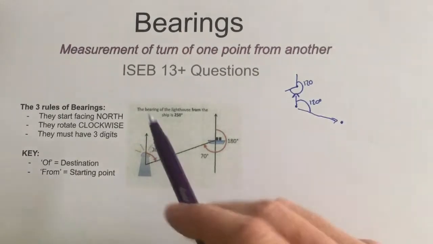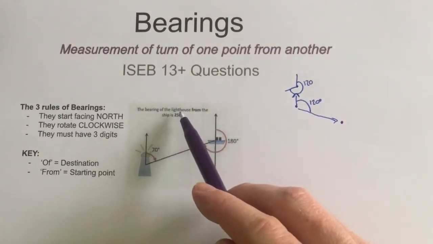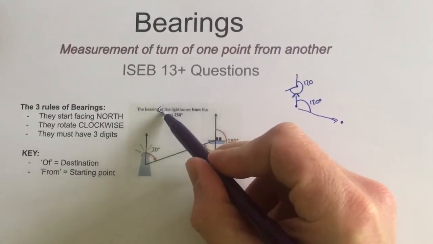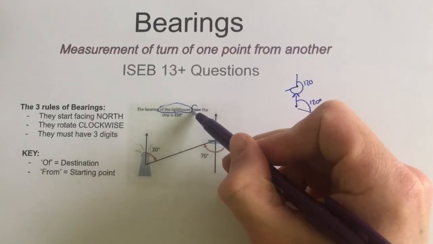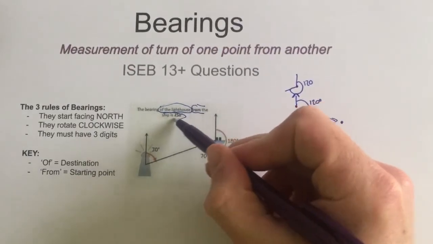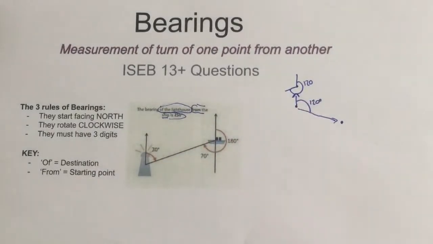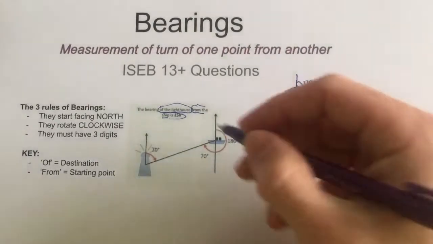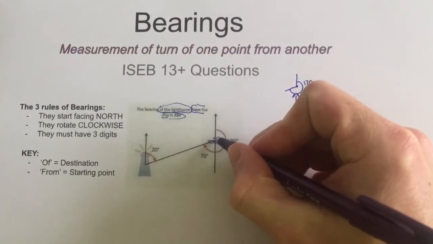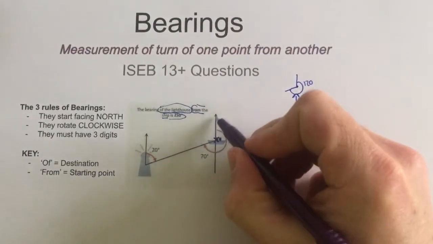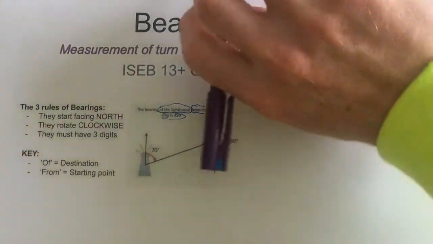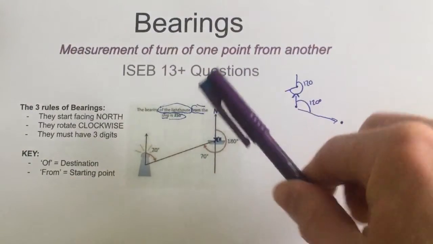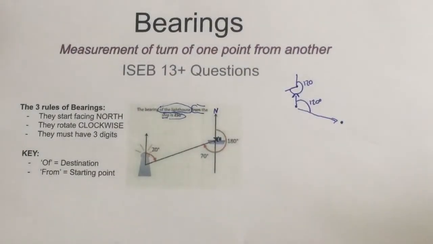Let's look now at just this question, just to summarize what I mean. The bearing of the lighthouse, so we circle "of" and the lighthouse, from the ship is 250 degrees. So we're starting from the ship. So we start here. I'll put a little mark there. And we have to face north. Now this arrow has already been drawn for us. There's our north line. And then we measure the degree of turn to turn clockwise to the lighthouse.